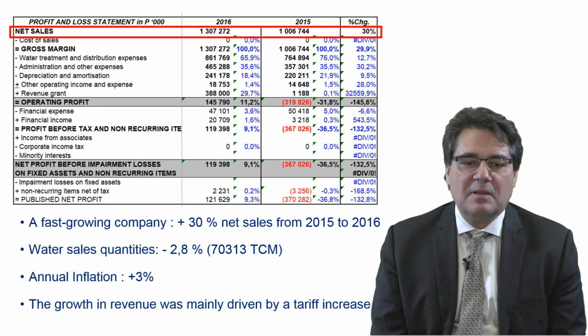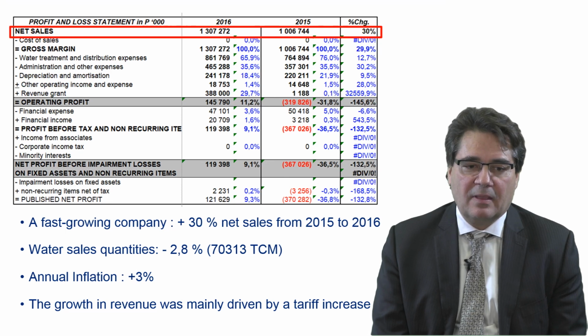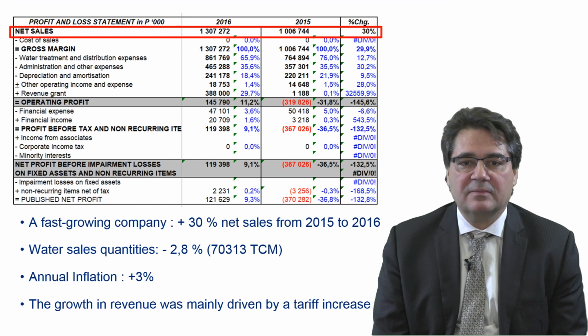Water sales quantity is down 2.8%. Annual inflation is 3%. And the growth in revenue was mainly driven by a tariff increase.